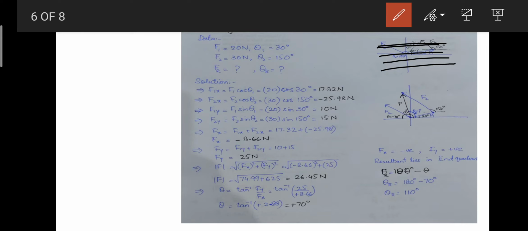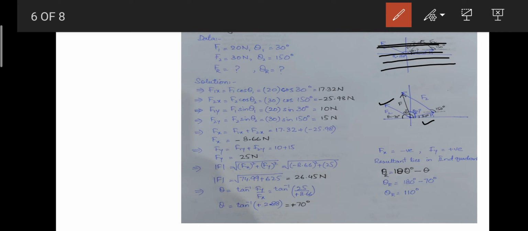The next example says that we have a vector F1, which is making an angle of 30 degrees with the x-axis, as you can see here. Then there is F2, which is making an angle of 150 degrees from the positive x-axis. So these two angles we have drawn.